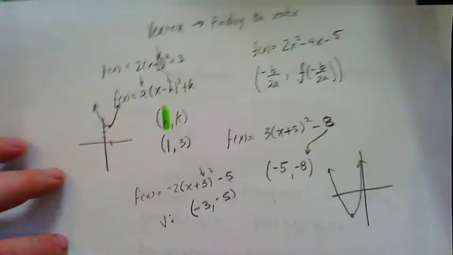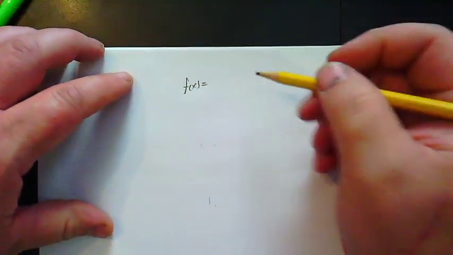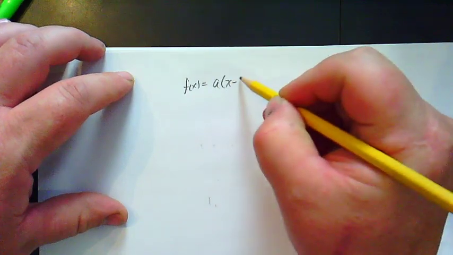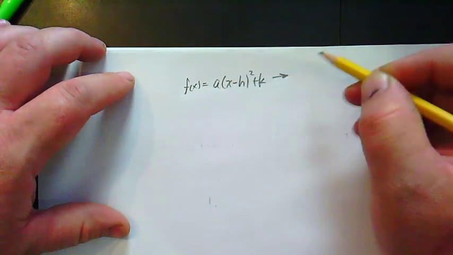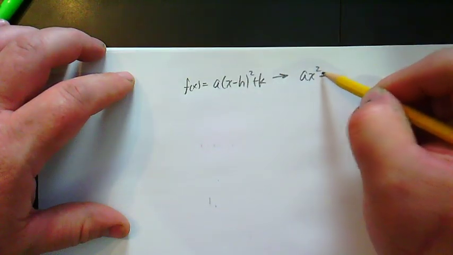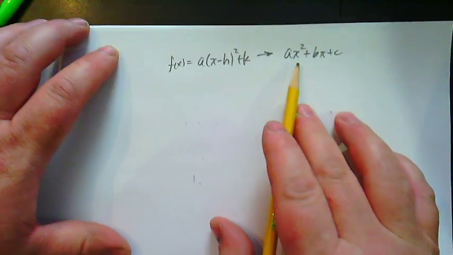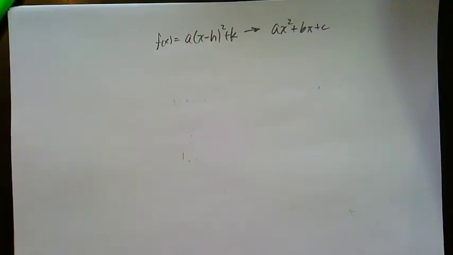So, anyway, now on to the last thing, and this is what you guys are going to be doing for your tarea hoy. I know I have horrible Spanish, but we're going to take vertex form, x minus h squared plus k, and we're going to change that into standard form. That's what we're going to be doing, okay?